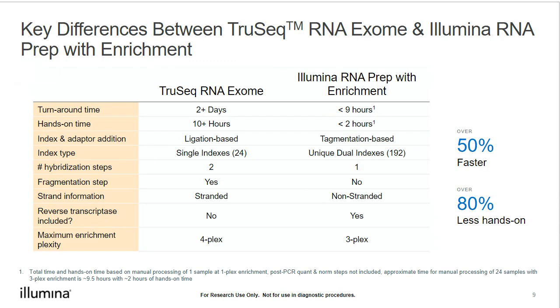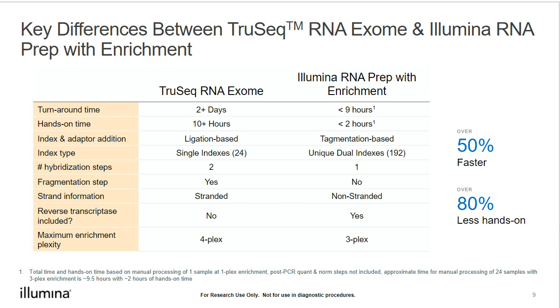For any users who may have previously or are currently using the TruSeq RNA Exome Kit, I wanted to highlight some of the advantages of the new Illumina RNA Prep with Enrichment Kit. So the assay turnaround time for TruSeq RNA Exome is 2 days, whereas the Illumina RNA Prep with Enrichment workflow can be completed in about 9 hours.